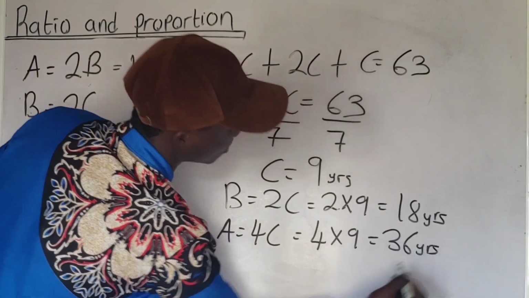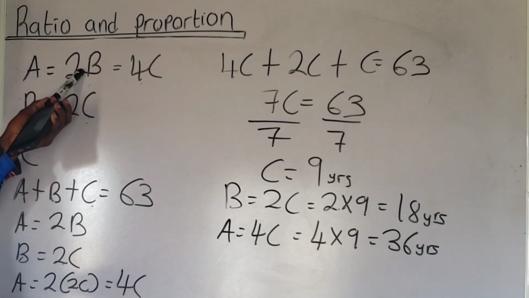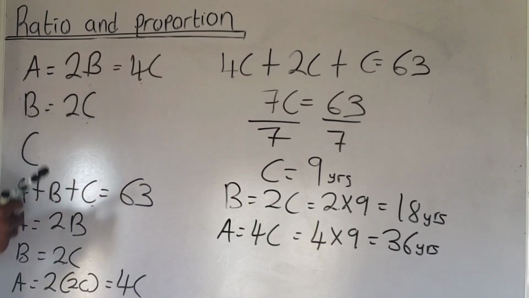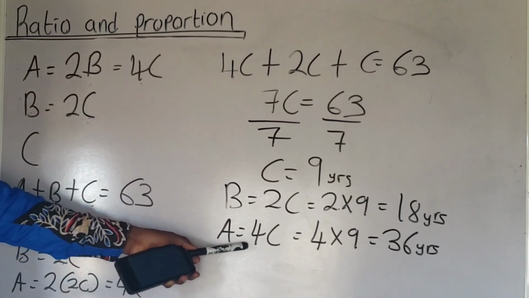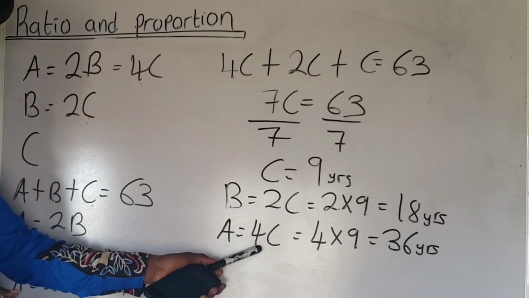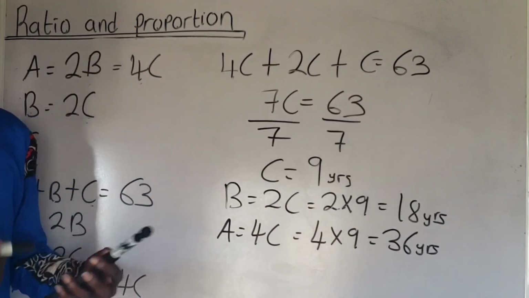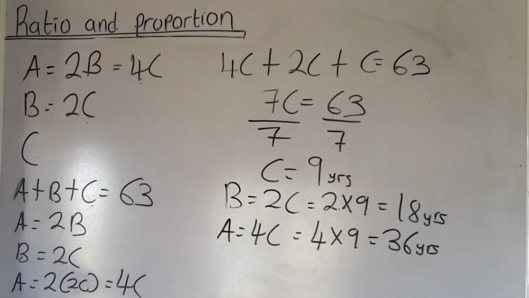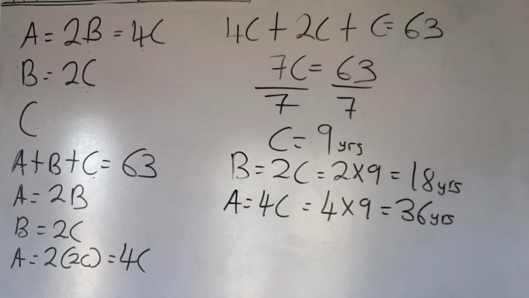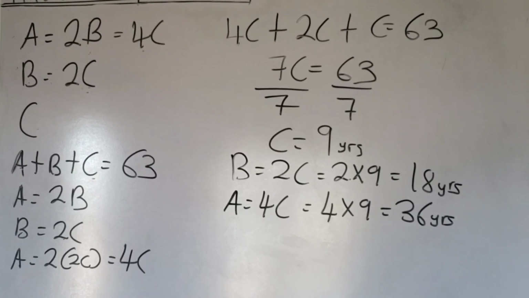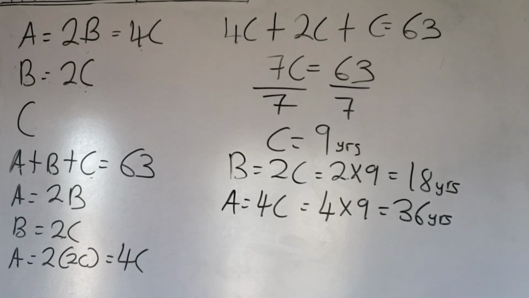Do you understand? You can make use of the age of B to get the age of A, because A is equal to 2B or A is equal to 4C. If I multiply 4 by the age of C, I get 36. If you multiply 2 by the age of B, which is 18, you get 36 also. So that is how to calculate the ages of A, B, and C. You must learn how to interpret questions when you are dealing with problems on ratio and proportion. This comes by practicing more questions.